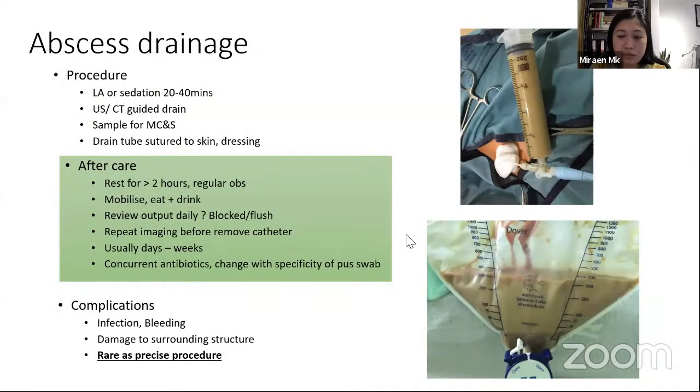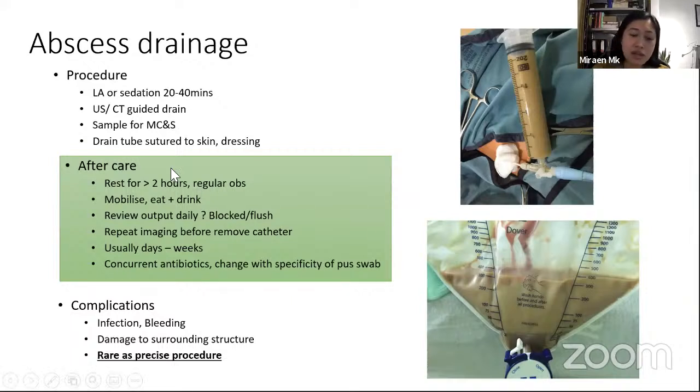So just to talk about the procedure a little bit, again, it could be under local sedation, ultrasound or CT, depending on the person performing it. Very important to ask or certainly make an arrangement with the radiology team as to who's going to request and who's going to collect the sample for MCNS, because this definitely really alters the antibiotic regime that you give to the patient. Again, the drain is sutured to the skin, and there's often quite a good number of dressings around it. And often you get a little bag like that that the patient leaves the IR department with.